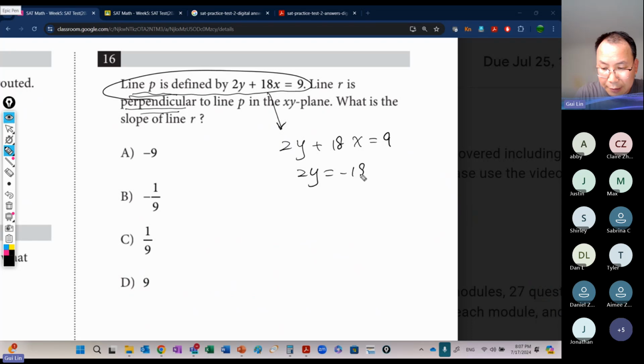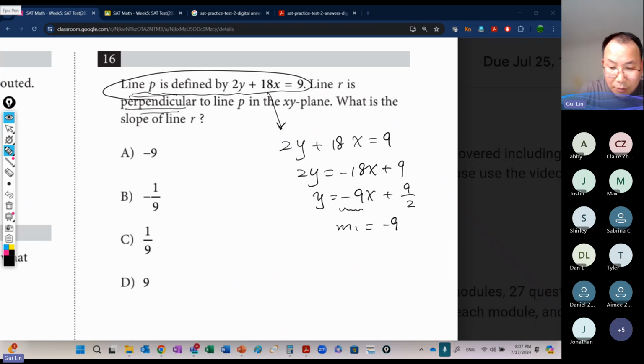2y equals negative 18x plus 9, and for y we divide both sides by 2, right? So the slope is right here, right? Slope is -9. So the other line, this is P, and the other line R is perpendicular to P. So it means the slope of P, MP, and the slope of R, MR.